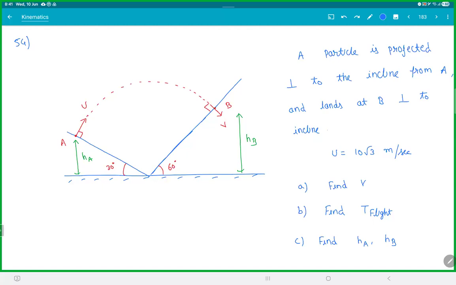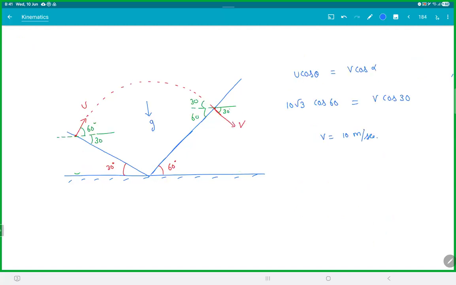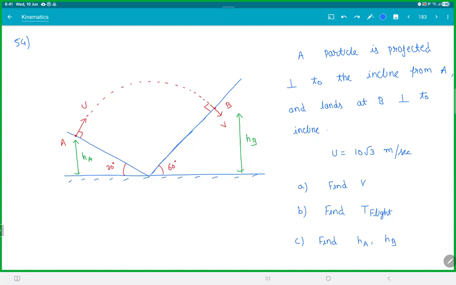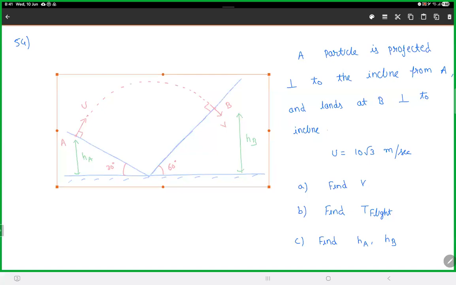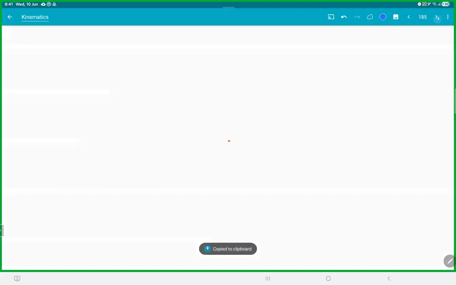Okay, let's see the time of flight. Now, if you observe here, there is something about this picture. The angle between the inclines is 90 degrees. So that's a very good information we can use.